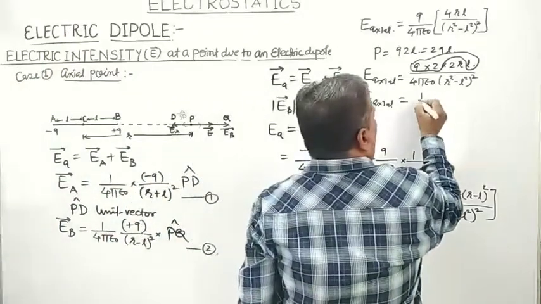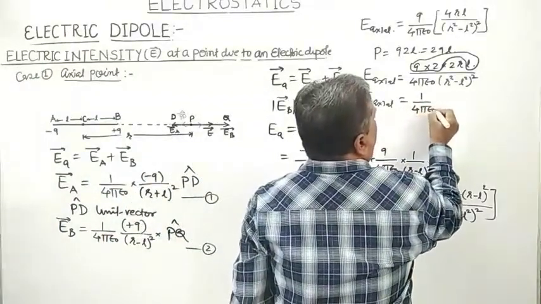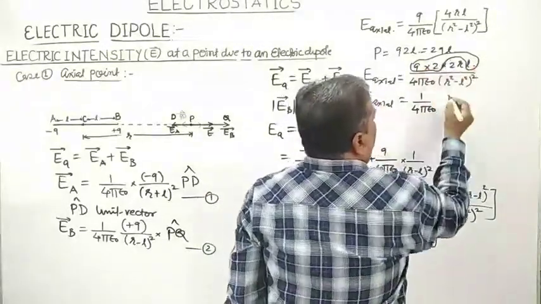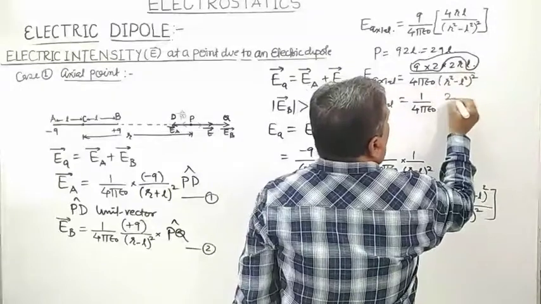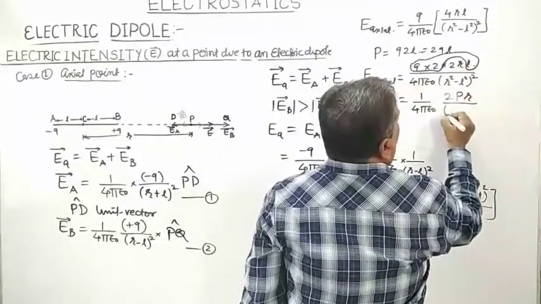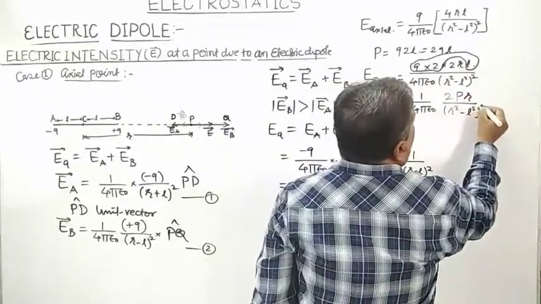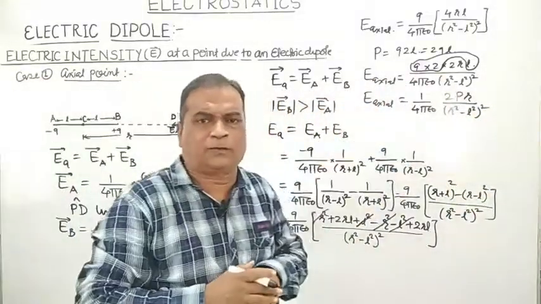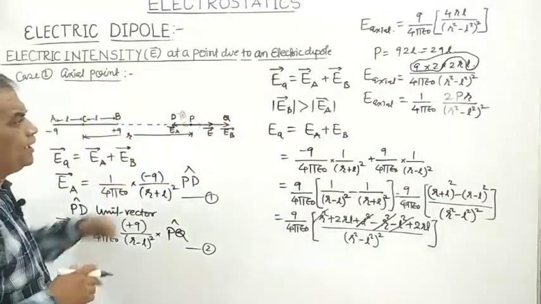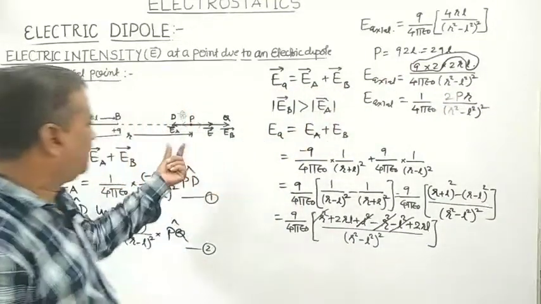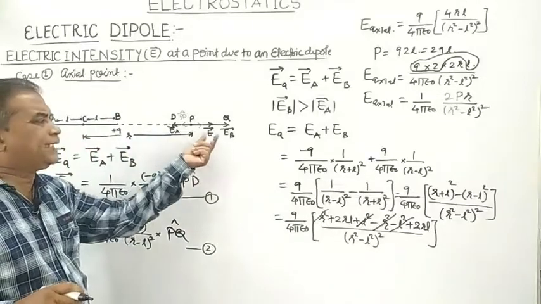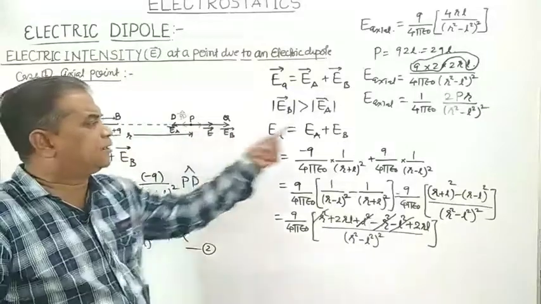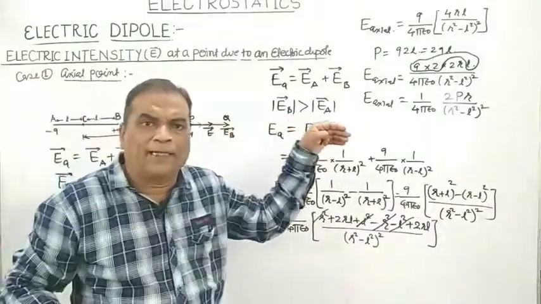It becomes equal to 1 upon 4 pi epsilon 0. Here this Q into 2L becomes P, and here it is 2PR divided by (R square minus L square) whole square. Remember here, because the magnitude of EB is greater than the magnitude of EA, the direction of the resultant electric intensity is along the direction of EB, that is directed away.